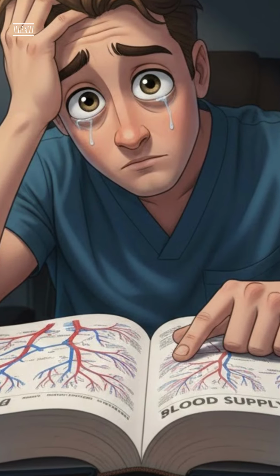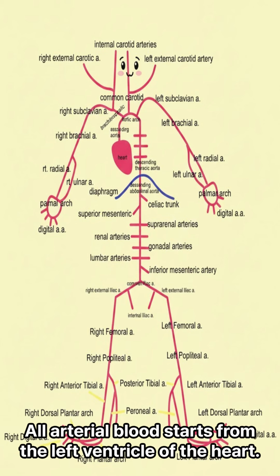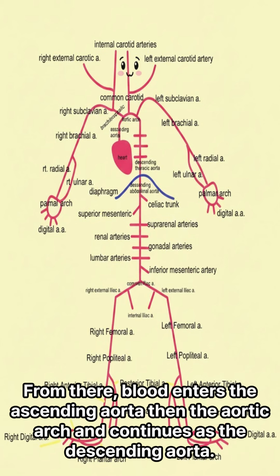Andy, please focus. Let's go step by step through the arterial blood supply of the whole body from head to toe. All arterial blood starts from the left ventricle of the heart. From there, blood enters the ascending aorta, then the aortic arch, and continues as the descending aorta.